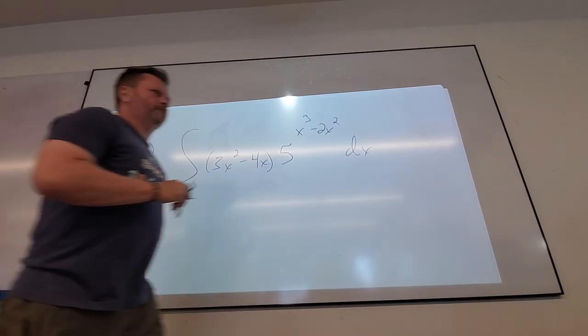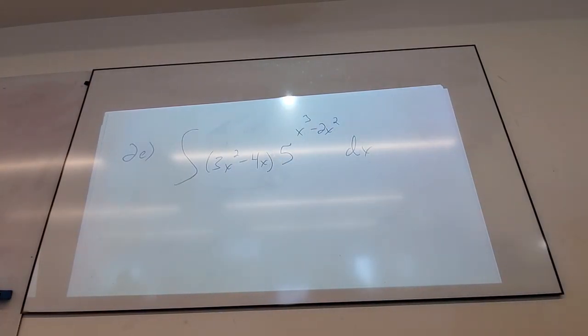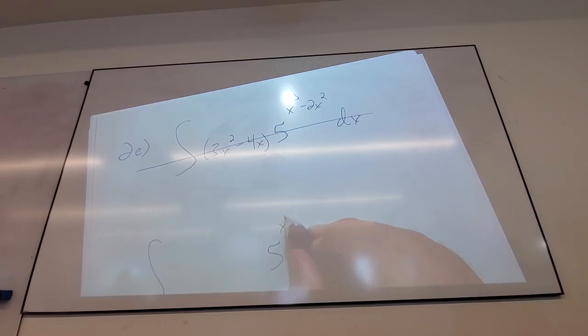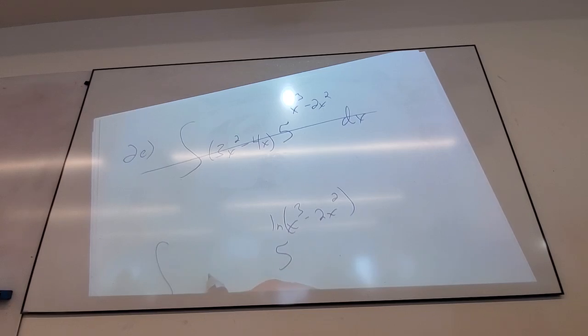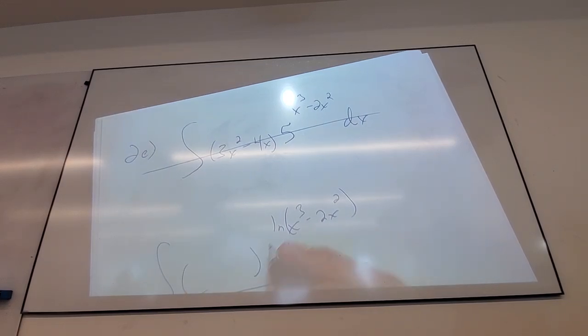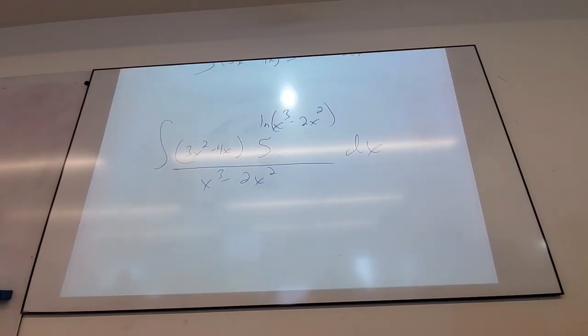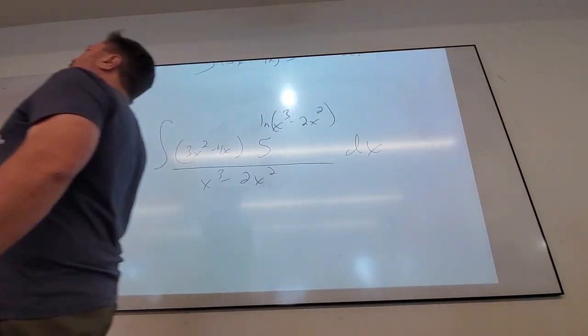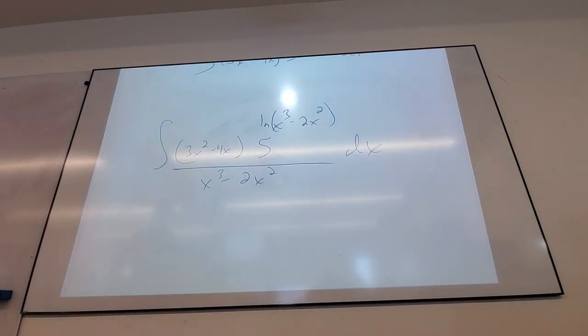So I know what to do. Okay. Let me make mine better. There, mine's more like yours, just without the trig. Based on what we just said, what do I want to let u equal?